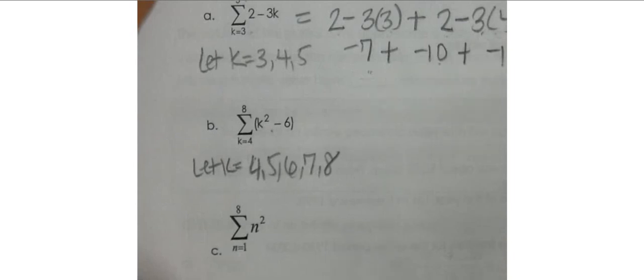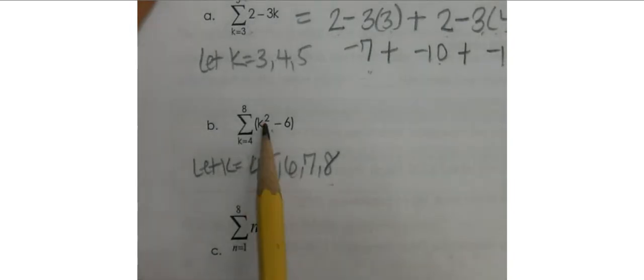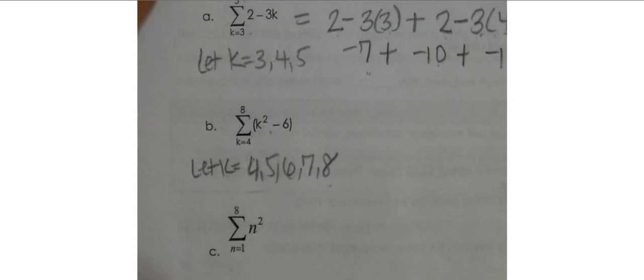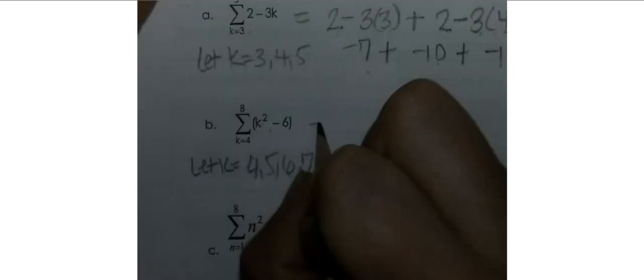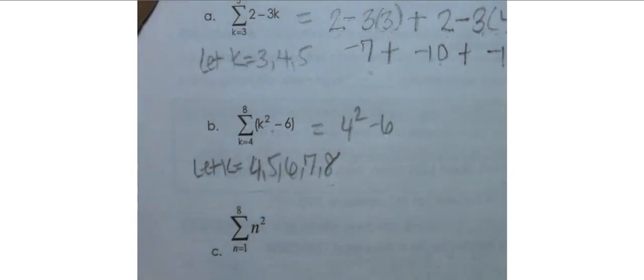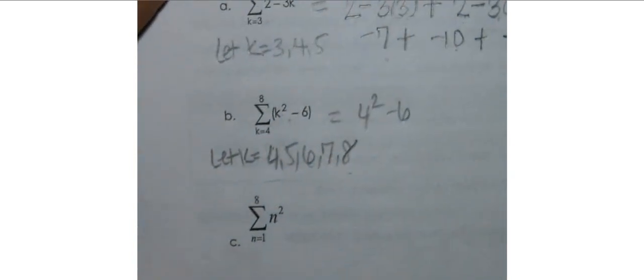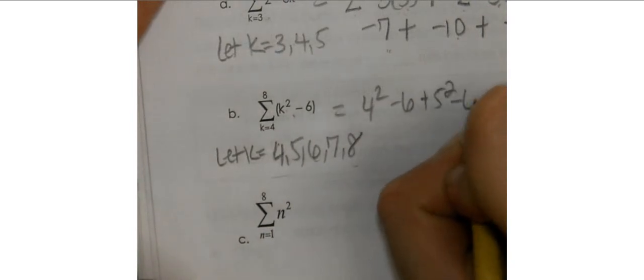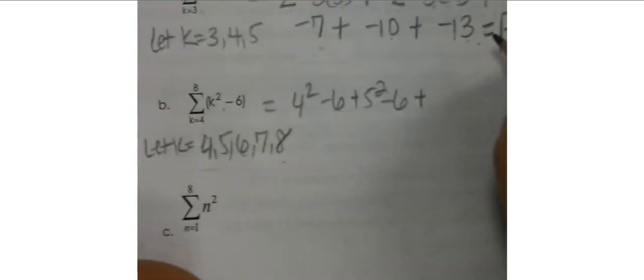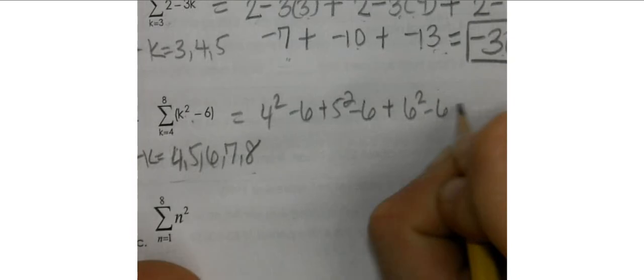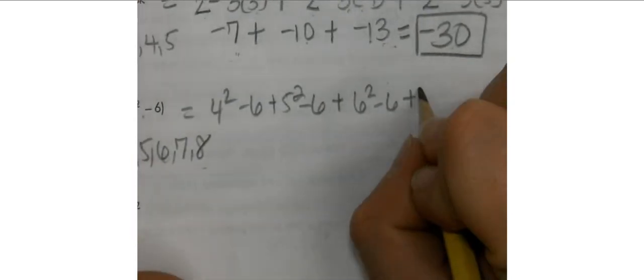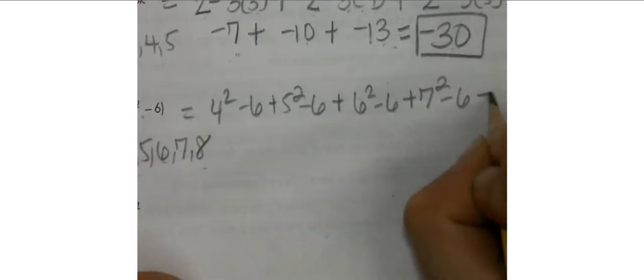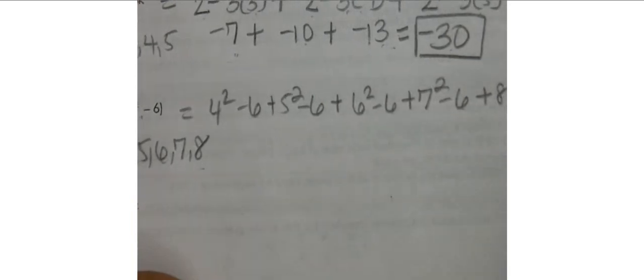So I'm going to substitute all of these numbers into my rule in order for me to identify each individual number that's a part of this series. So I'm going to go 4 squared minus 6. That'll tell me the term that's in the fourth position. And I'm going to add it to 5 squared minus 6. And I'm going to add that to 6 squared minus 6. And I'm going to add that to 7 squared minus 6. And then finally 8 squared minus 6.